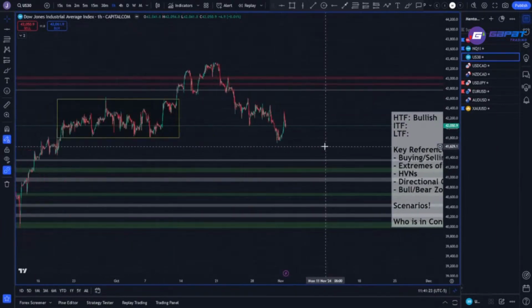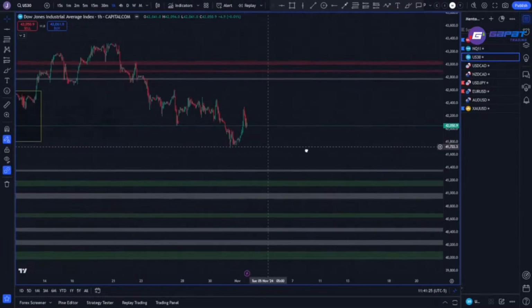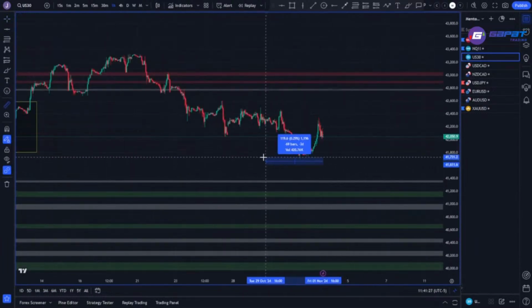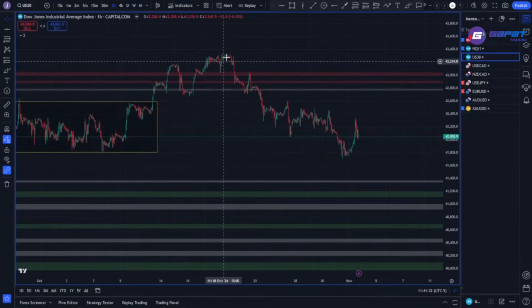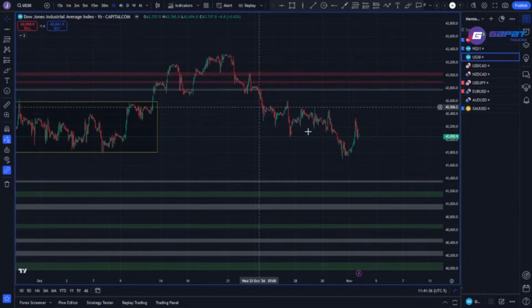Okay, if we look at intermediate time frame, past couple of weeks, let's go back 14 days. So it's right up to here. We are going to be bearish. So the highs are getting lower, the lows are getting lower.